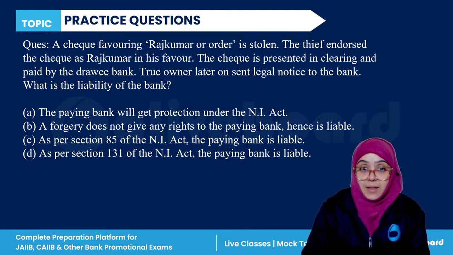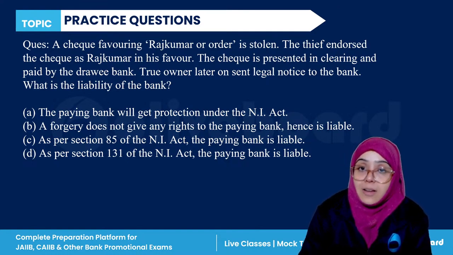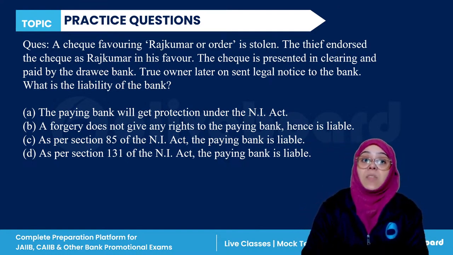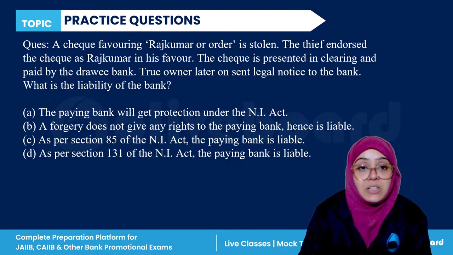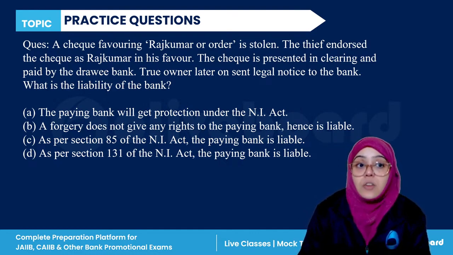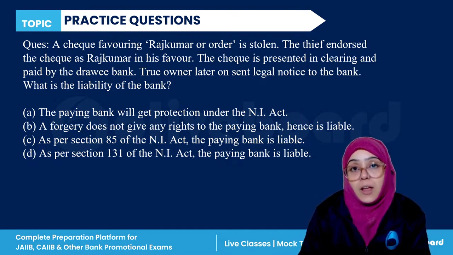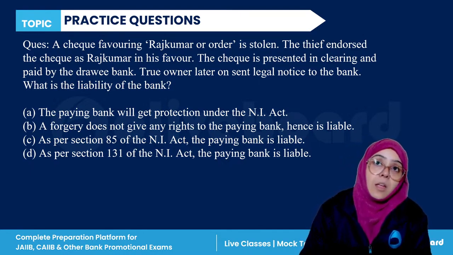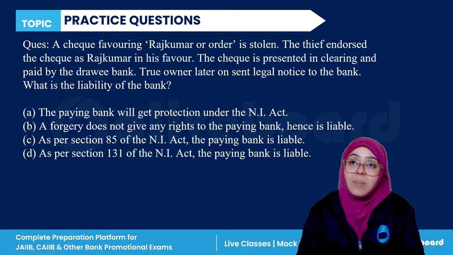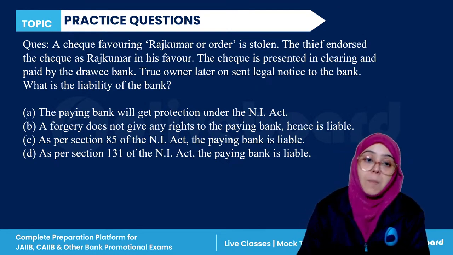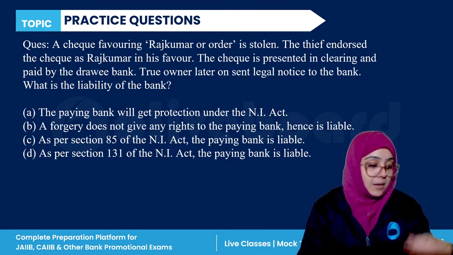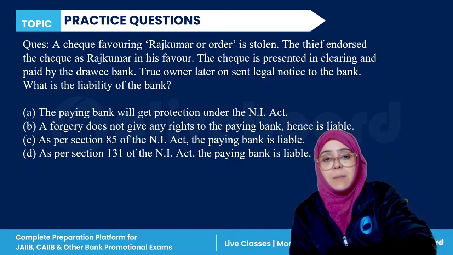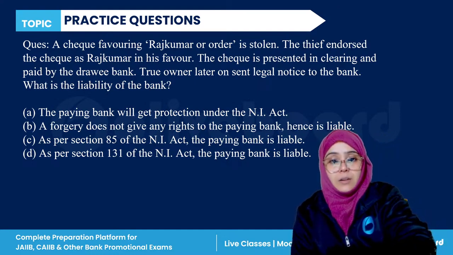So there is a check in which Rajkumar or order is payee and it is stolen. The thief endorsed this check in his favor, and the JAIIB bank paid that check. Now, in this case, what is the liability of the paying bank? It is the responsibility of the paying bank. If you all remember, just tell me the answer here. Everyone, please answer this question.